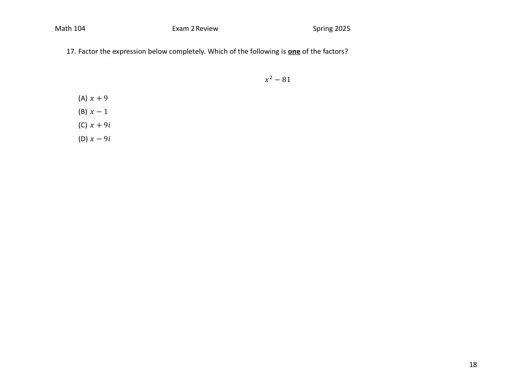Factor the expression below completely. Which of the following is one of the factors? x squared minus 81. So this is a difference of squares. When you are factoring x squared minus a squared, anytime you're subtracting two perfect squares, that will always factor to x plus a, x minus a.